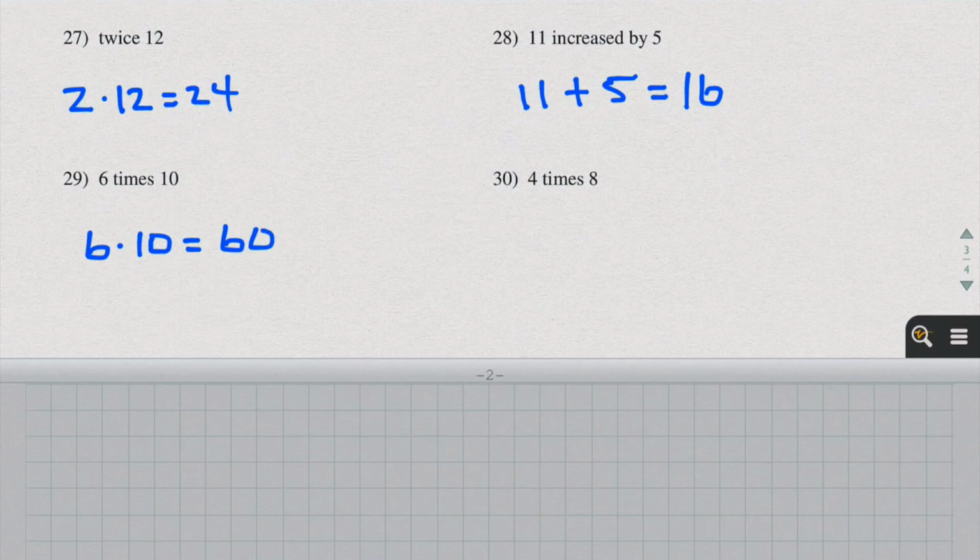Number 30. 4 times 8. So we're just going to go ahead and write it as we read it. 4 times 8, and when we multiply those, we end up getting 32. And this was numbers and expressions.